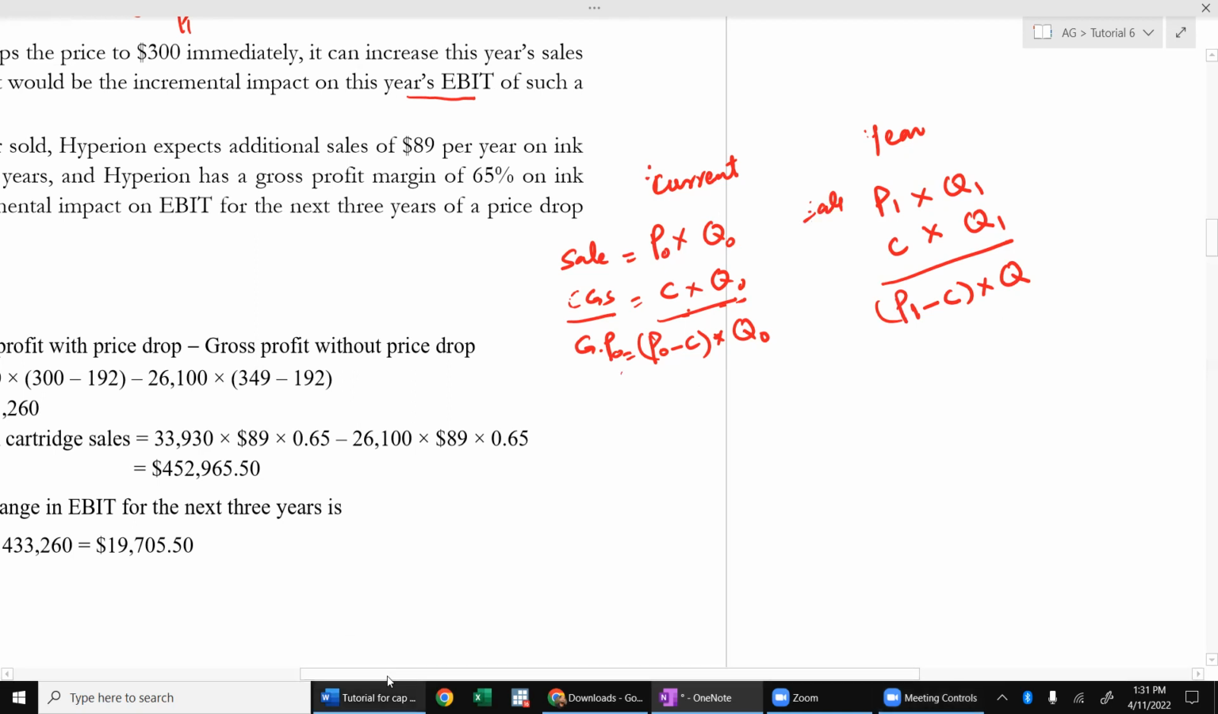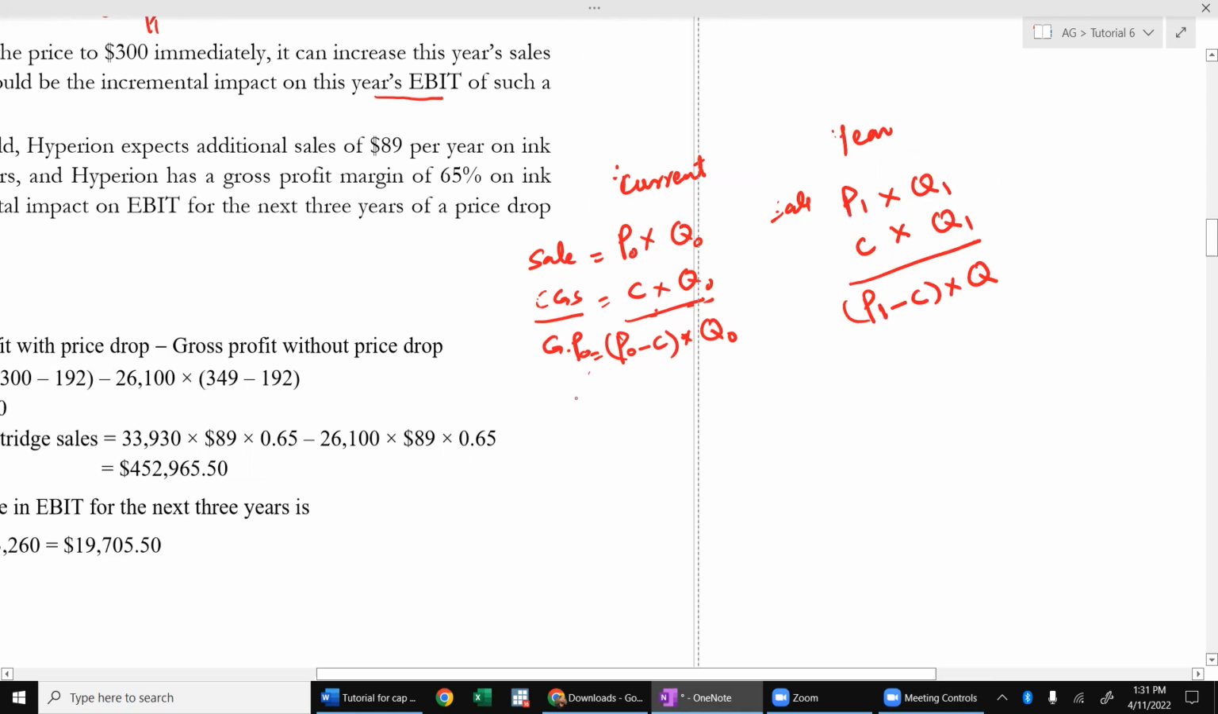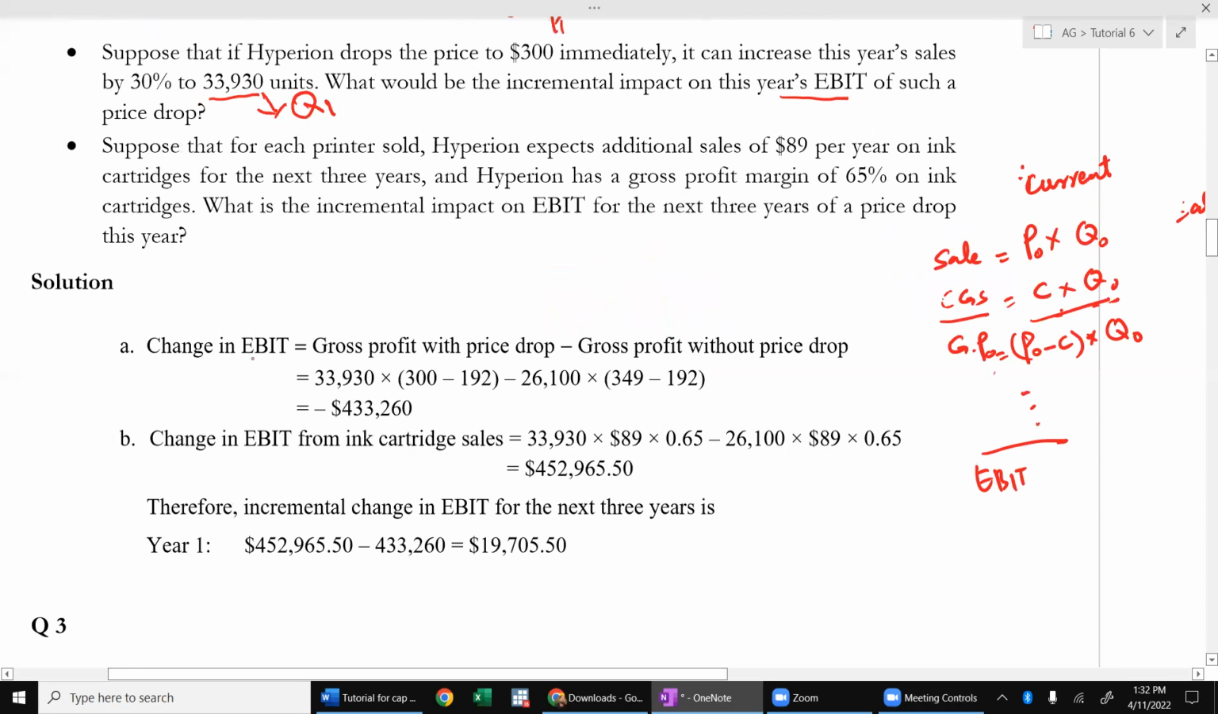Okay. So if you see this question, since there is no depreciation given, and no other expenses are given, this answer is equal to EBIT or EBT. That is why the question has written change in EBT. But if you don't want to write change in EBT, you can write change in gross profit. Okay, no issues. So gross profit with the price drop, meaning the new minus old. This is the new quantity Q1, and 300 is the new price.